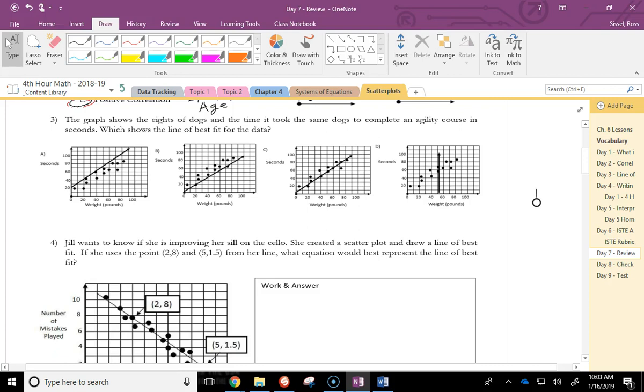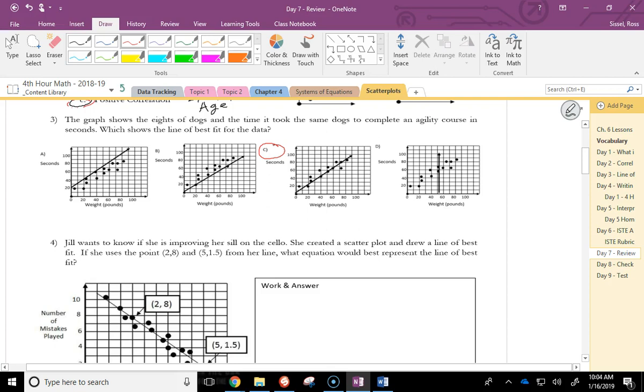Cheyenne, what do you got? C is our correct answer. Can anyone tell me what's wrong with A? It's not the line of fit. Good. On A, it's too high up. What's wrong with B then? Too low. What's wrong with C? It's in the middle.